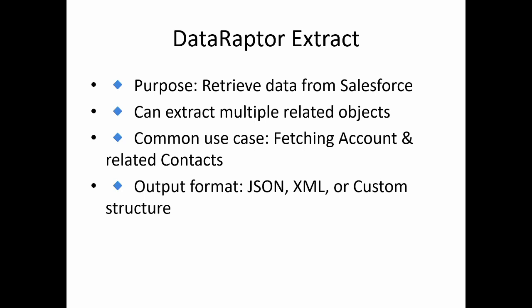So for example, if you have an account object or an order object or a contact object and you need to retrieve data from the object, the fields and attributes, you can use a DataRaptor extract to do that. It basically builds a SOQL query in a similar way to how we use it in Apex, and it helps us fetch all the data which we need to process in our future steps in OmniStudio components. So the output formats are JSON, XML, and custom structure, which we will look into.